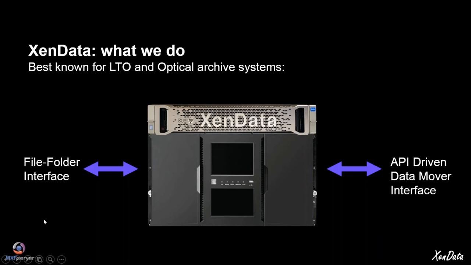So what we're best known for are LTO and optical archive systems. All of them run Windows operating systems, and they fundamentally have got two interfaces, a file folder interface and an API-driven data mover interface. With the file folder interface, you create the folder structure that makes sense for your application, or if the application is, say, a MAM, it will create its own folder structure. This means that any application that can write to and read from a disk-based Windows server will work with a XenData archive. You can set policies to map different folders to different groups of optical or LTO cartridges.